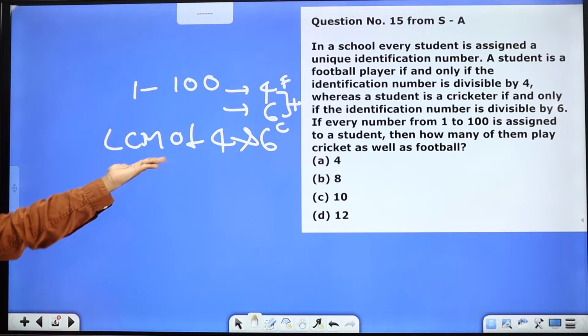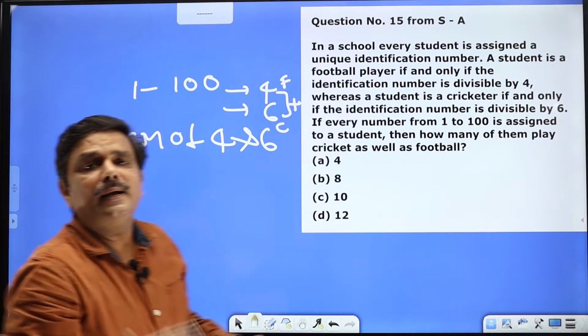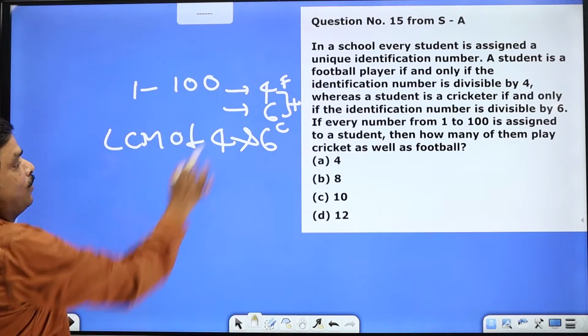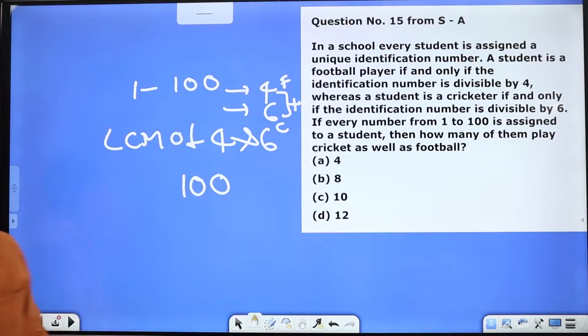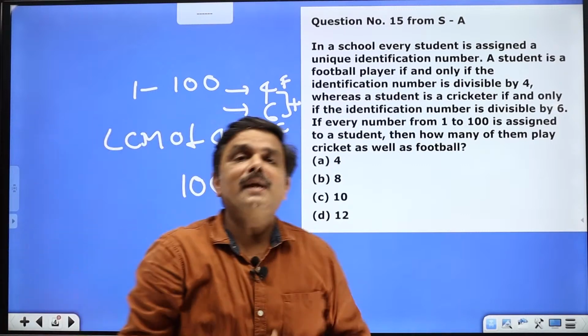6 is not a multiple of 4. 6 times 2 is 12. Yes, 12 is a common multiple of 4 and 6. Now, from 1 to 100, there are a total of 100 numbers. So in these 100 numbers, how many numbers are divisible by 12?